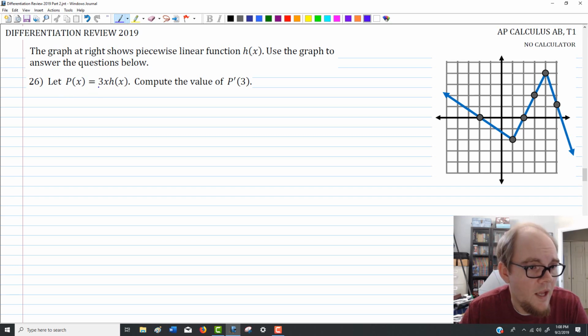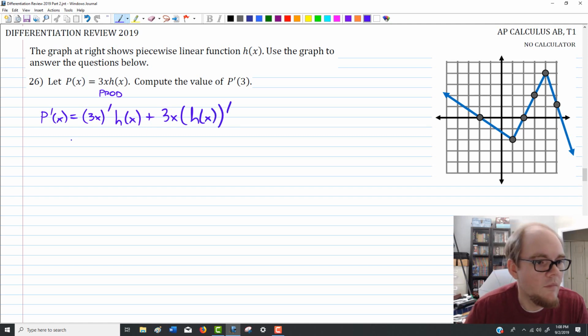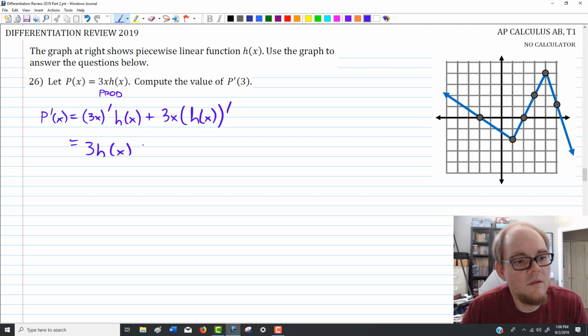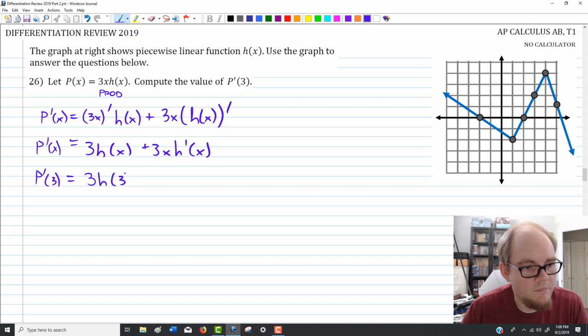So let's focus there. As far as techniques that we might use, I see 2 different pieces there. So what I'm naturally thinking of here is that I'm going to be taking 3x times h of x, and I'm going to use the product rule. So in computing p prime of x, we'll have 3x prime times h of x plus 3x times h of x prime. Simplifying a little bit, we get 3h of x plus 3x h prime of x. And now if that's p prime of x, we need to compute p prime of 3. So specifically we'll get 3h of 3 plus 9h prime of 3.